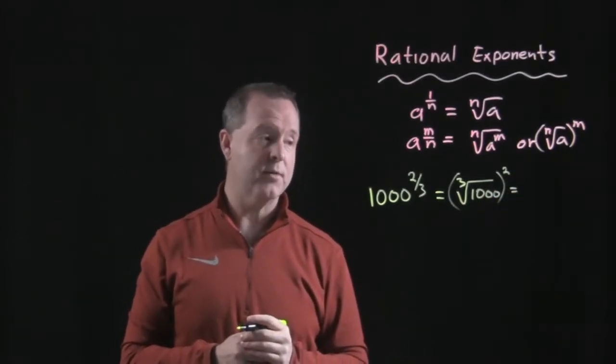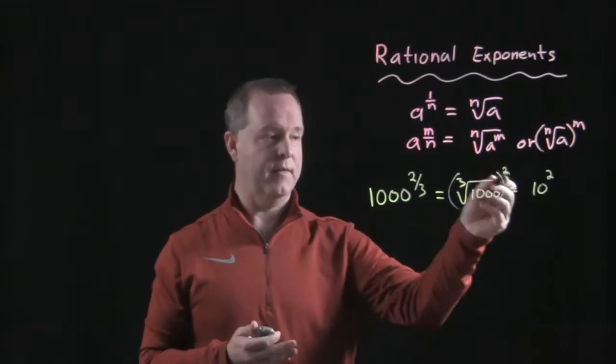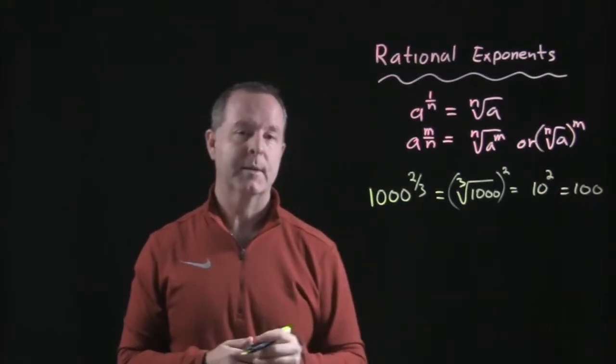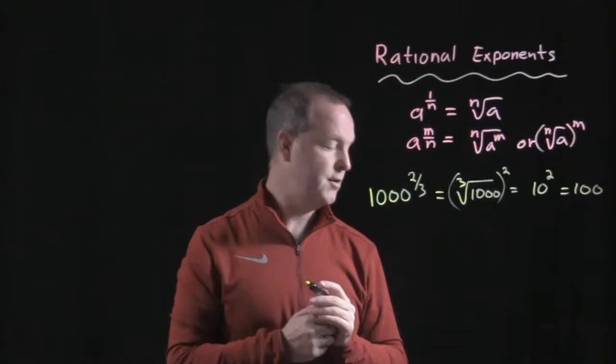And the cube root of 1,000 is 10, squared with that 2 continuing on, and that becomes 100. So 1,000 raised to the 2/3 is 100.